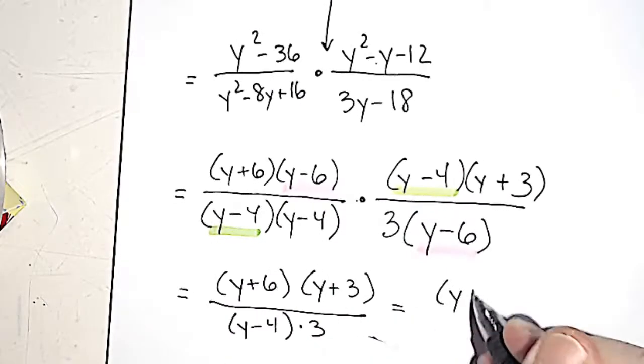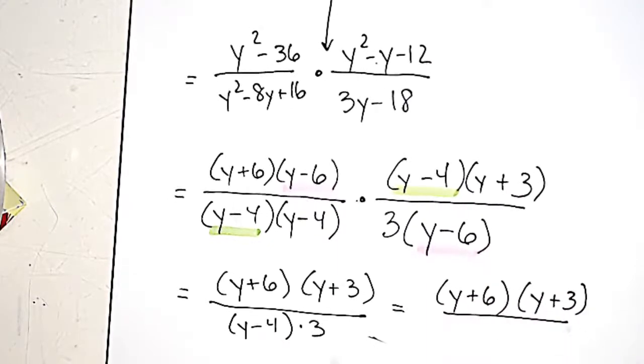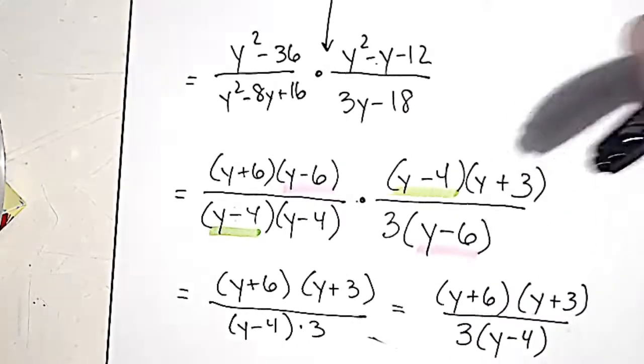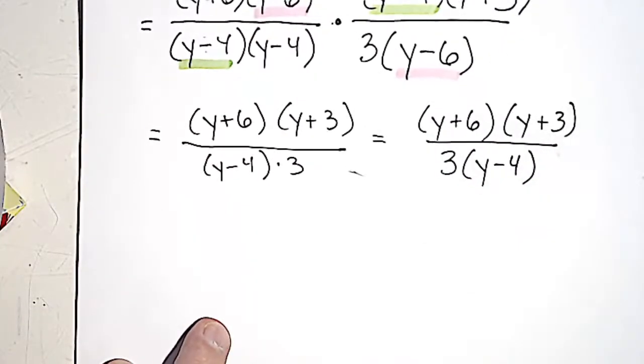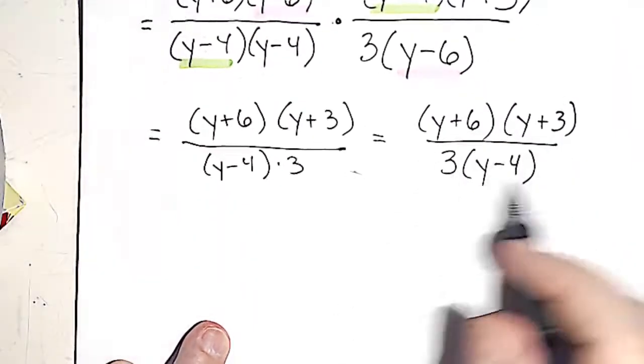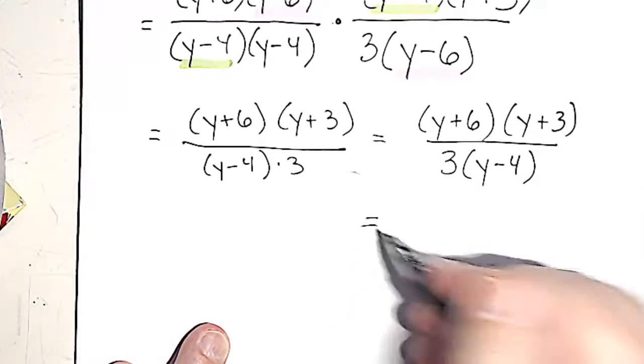First thing I'm going to do, change this order. Make this 3 times y minus 4. Okay. Now, in my class, you could leave it like this. But for WebAssign and for other people's classes, sometimes they want you to multiply it out. If that's the case, let's multiply.